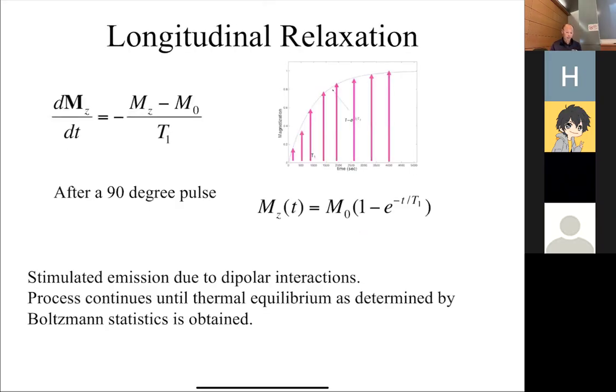The nice thing is that, to first order, for most applications, these are just governed by first-order differential equations. So this is saying that dMz/dt is driven by the difference between the current Mz and M0, its equilibrium value, with some time constant T1. What that means is, for example, after a 90-degree pulse, I would start off at Mz equal to 0, and this is just going to grow back exponentially to M sub 0.